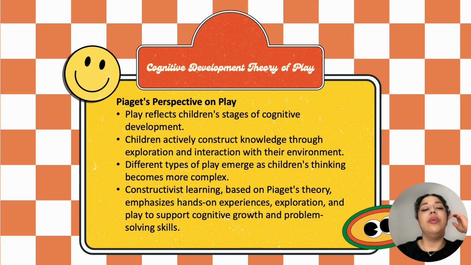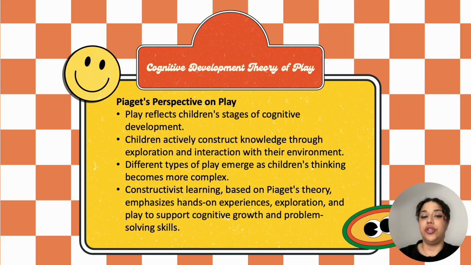The next theory we'll be going over is the cognitive development theory of play. So this one is a different perspective of play. For this theorist, play reflects children's stages of cognitive development. So they'll go through different levels. We'll touch base on them a little later in this presentation.